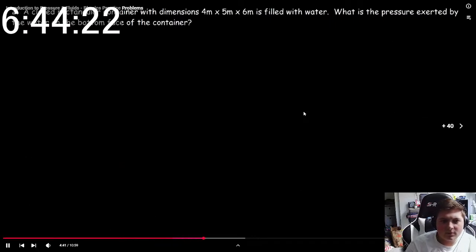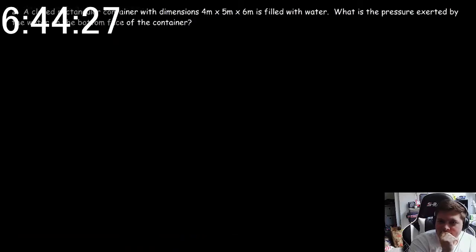Number 2. Pressure exerted by the water on the bottom face of the container. A container with dimensions 4 meters by 5 meters by 6 meters is filled with water. What is the pressure exerted by the water on the bottom face of the container?